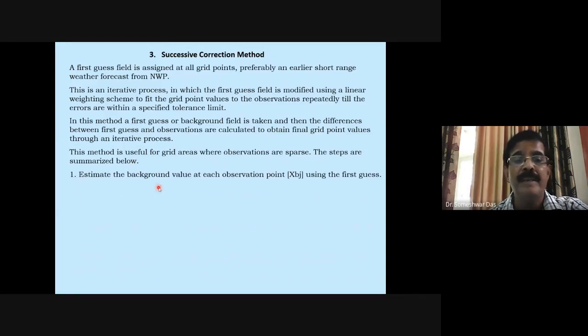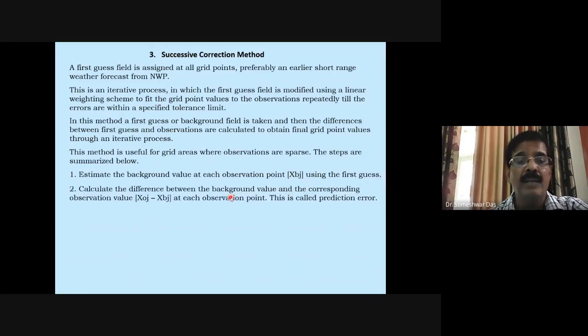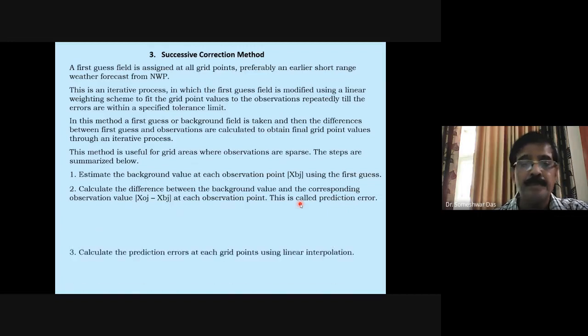First of all, estimate the background value at each observation point xbj using the first guess. Okay, it's clear. Calculate the difference between the background value and the corresponding observation value, xoj minus xbj, where this is the observation at the point j, and this is the background or first guess at that point. At each observation point, this is called the prediction error, because your first guess is the prediction from the past 6 hours, right? Based on the initial condition of the past 6 hours.